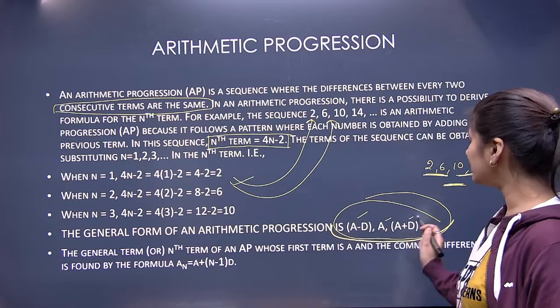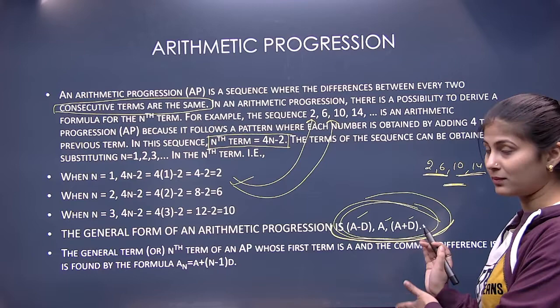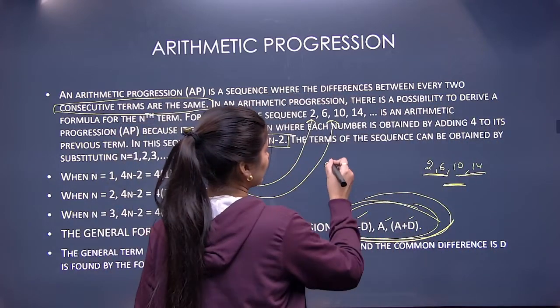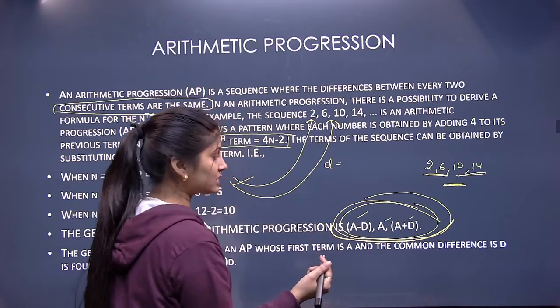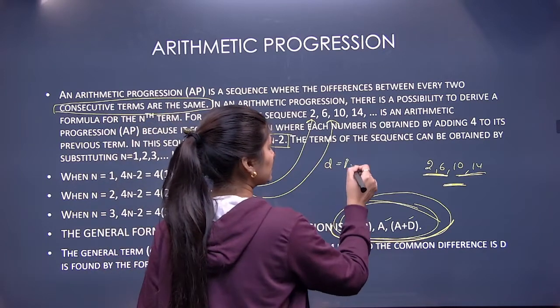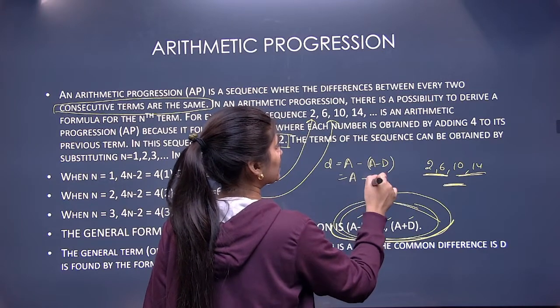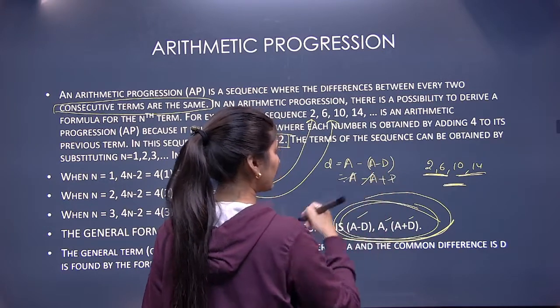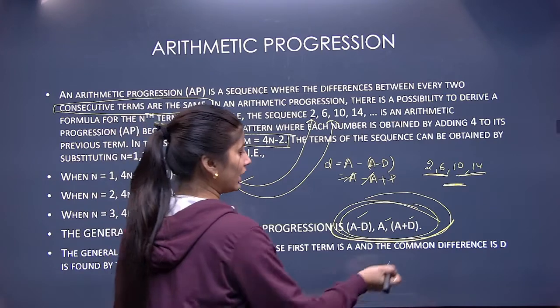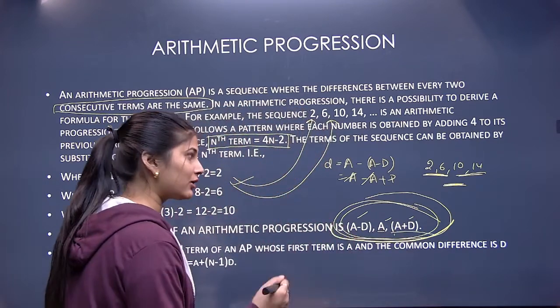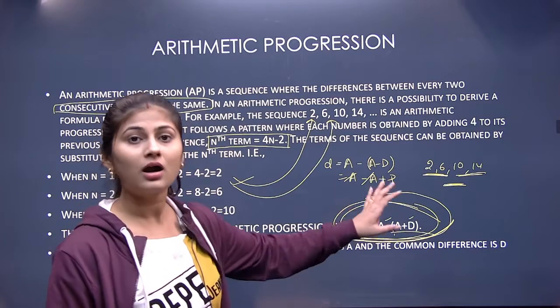Now these 3 things are actually in AP, because we can find the common difference and check it. If you have to find the common difference, that is second minus first. Second minus first gives a minus a plus d, so it is nothing but d. Similarly, if I subtract the second term from the third term, it will again give d. So this is an AP.